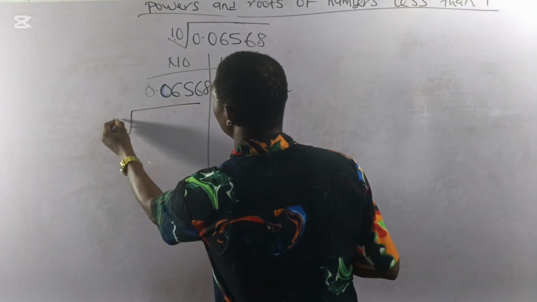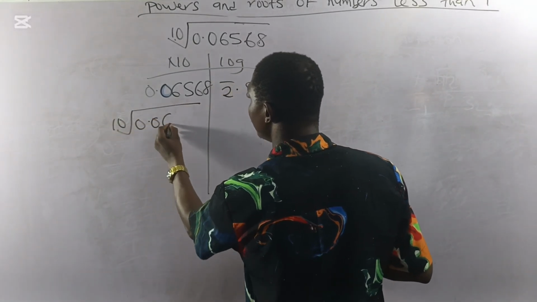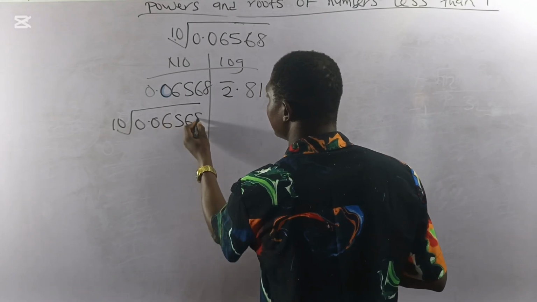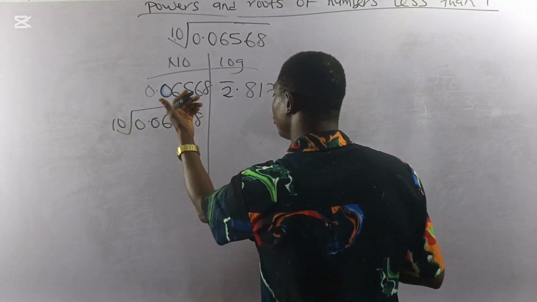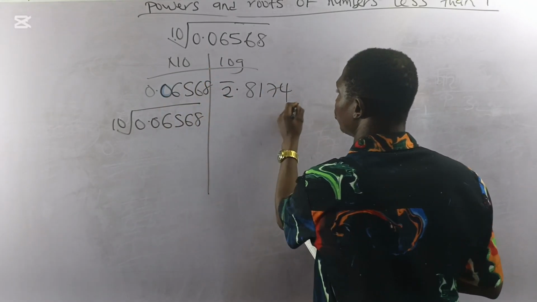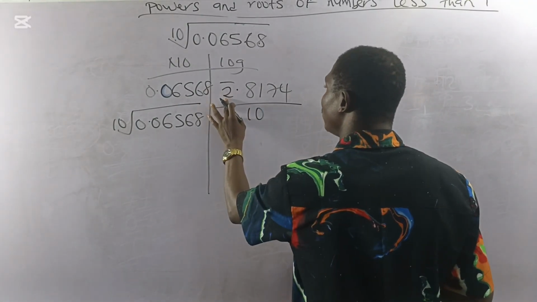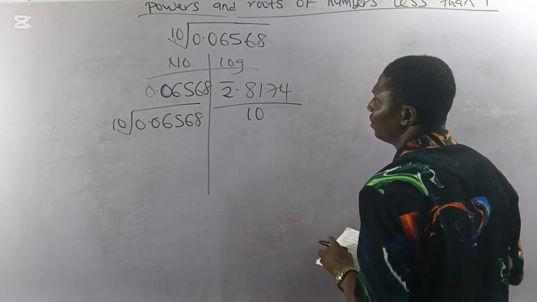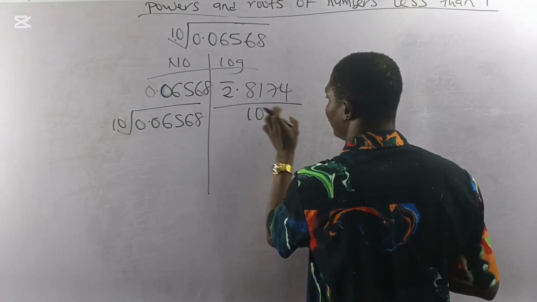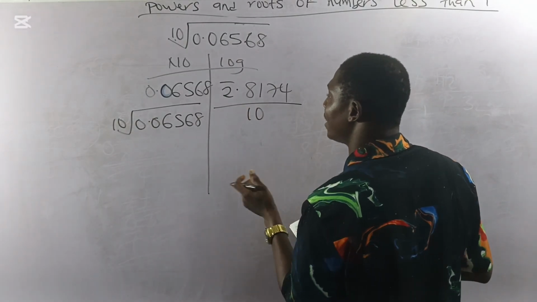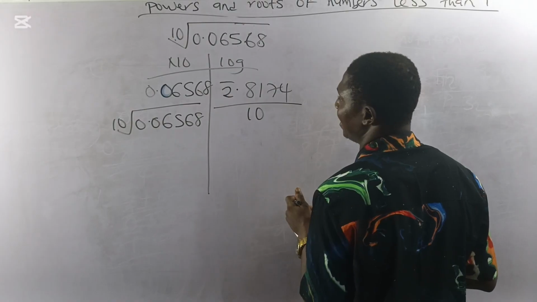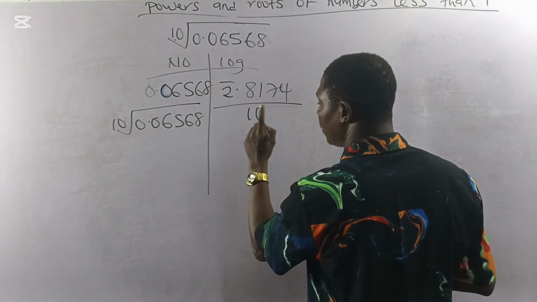And we have the 10th root of 0.06568. So the 10th root means raised to power 1 over 10. So we divide by 10. Now, bar 2 can never be divided by 10. So I'll use a value of this higher than this. So I can simply use a multiple of 10 greater than 10. The closest is what?